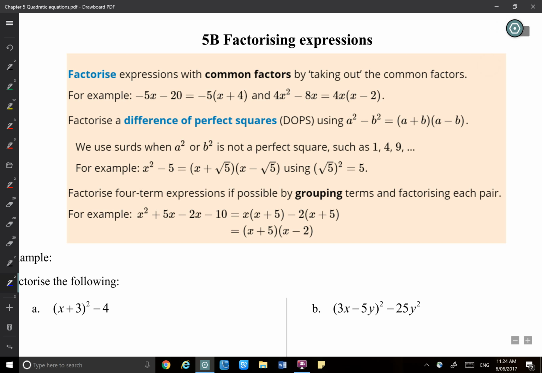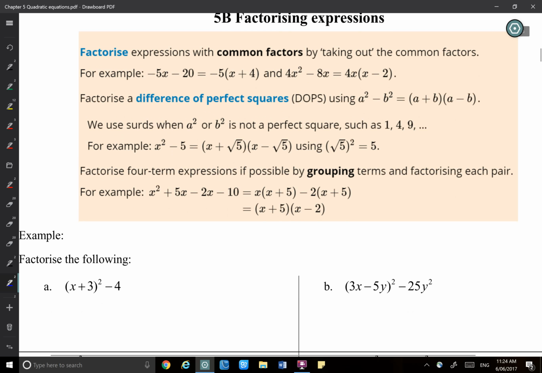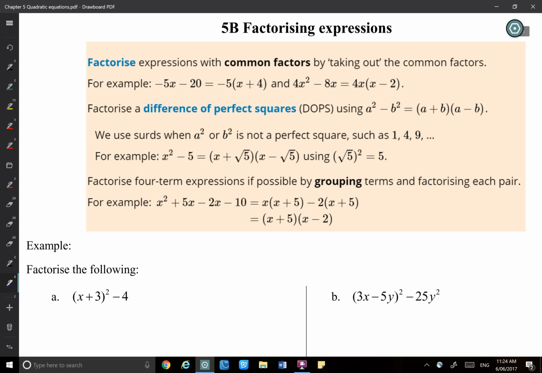Okay, factorizing expressions. So we try to factorize. Okay, there are 3 ways for us to do simple factorize. So first one is common factor. The first thing you want to see is always common factor. Okay, you always try to find if there's any common factor, we take the common factor out. That's always your first step.